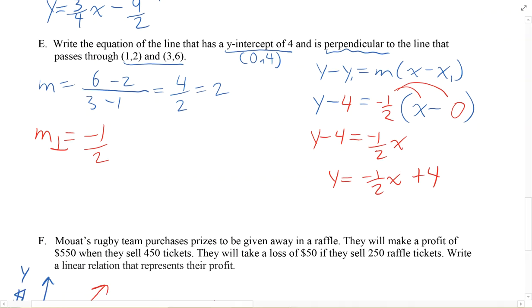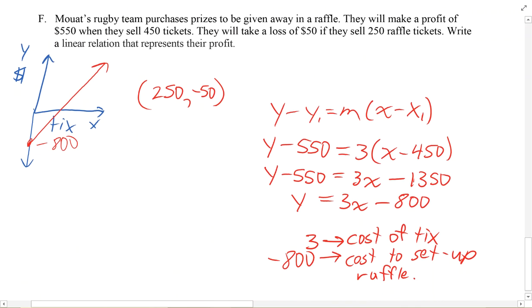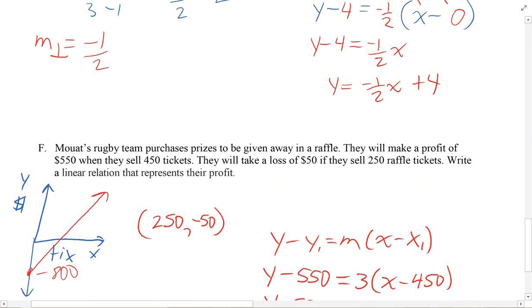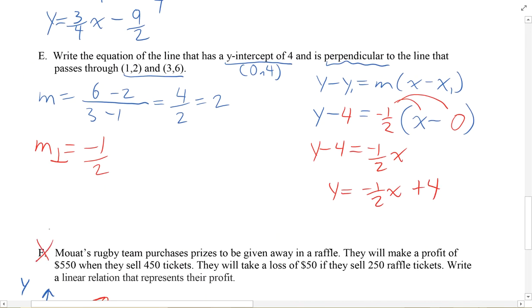All right, let's not worry about this one. This is a real world application, but we're not going to go over those this year just for time. All right. So we can cross that one off.